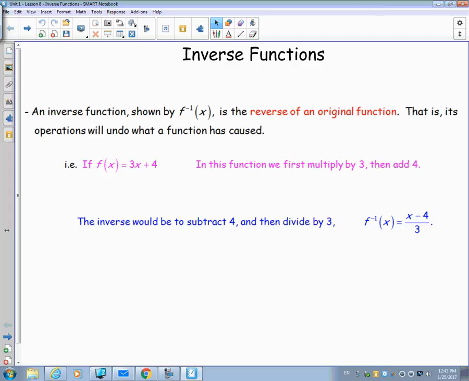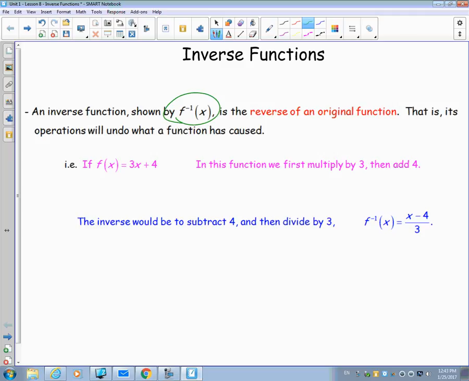In this last lesson of the functions unit, we're going to examine the idea of an inverse function. An inverse function, which has this new notation, f to the power of -1, it's not really an exponent, it's more just notation, is the reverse of the original function. It's going to undo what the function did.